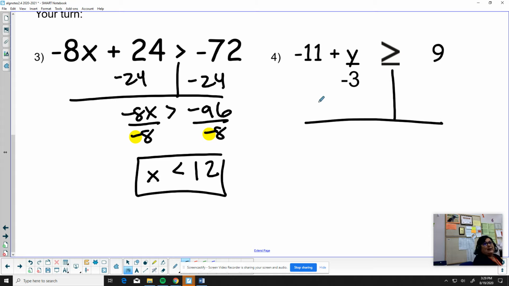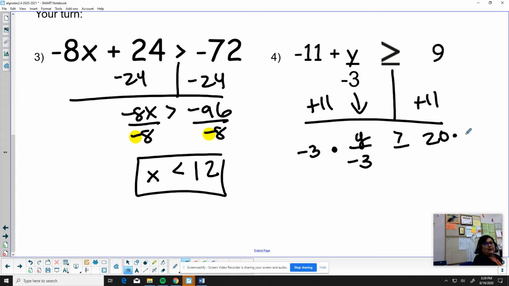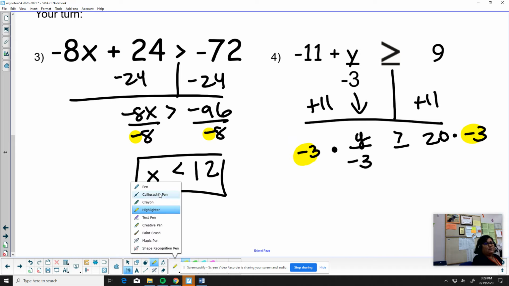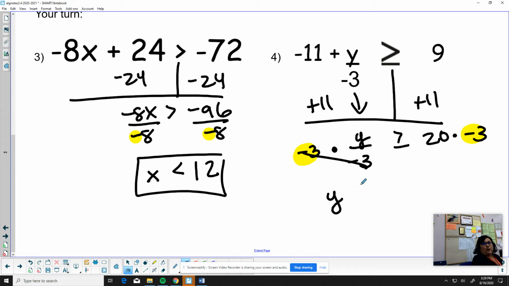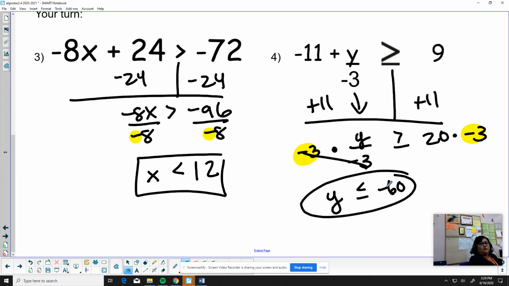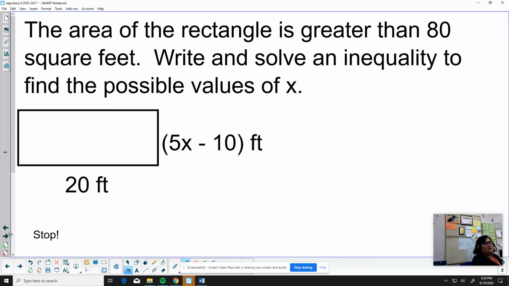And then over here, I'm going to add 11 to both sides. This just drops down. And I'm going to multiply both sides by negative 3. So again, I have to flip, because I multiplied both sides by a negative. So this is y is less than or equal to negative 60. So if you got those right, good job. And this is really what your homework is about. It's about these little two-step inequalities, watching the flip.